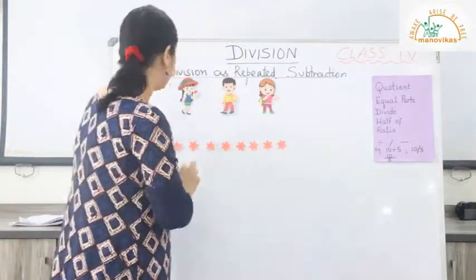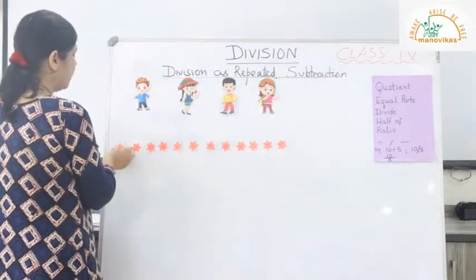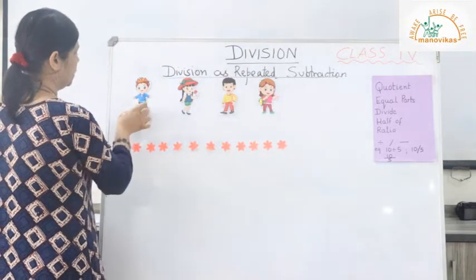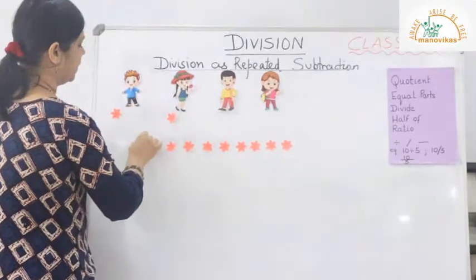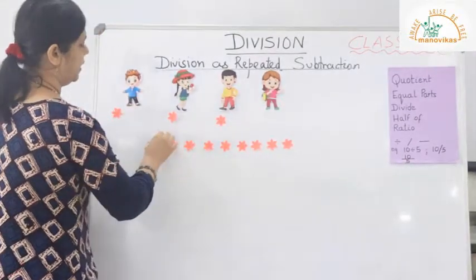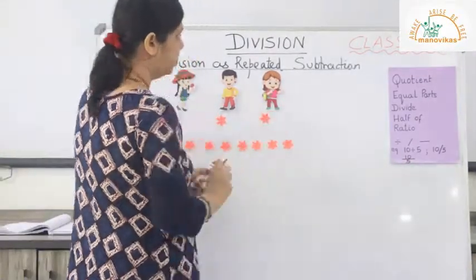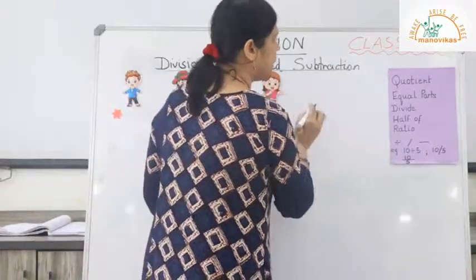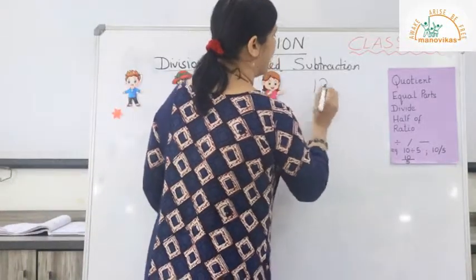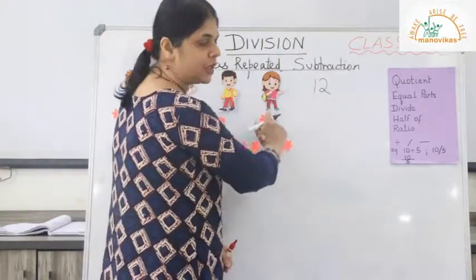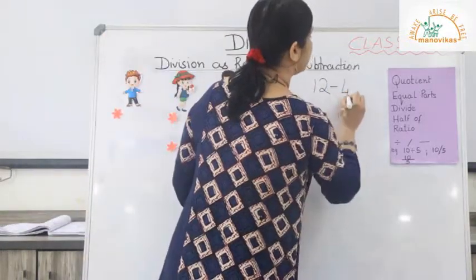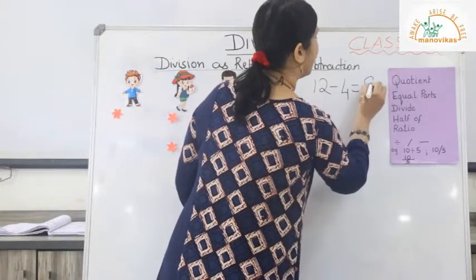First time, let me give each one flower. Okay, I am giving 1 here, 1, and 1. Now, initially, how many flowers did I have, children? 12. Now, I have taken away and given 1 to each of the child. How many will be left? 12 minus 4 is 8.